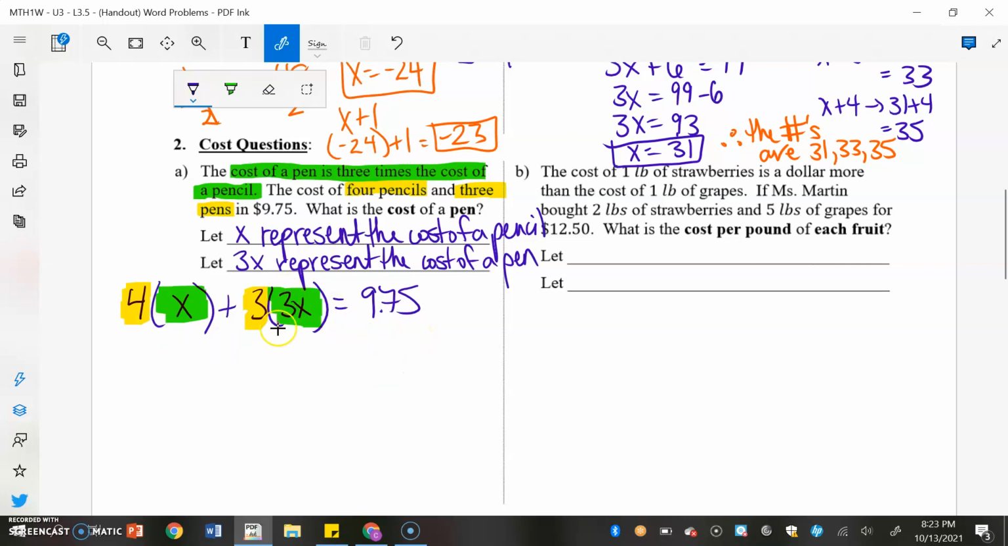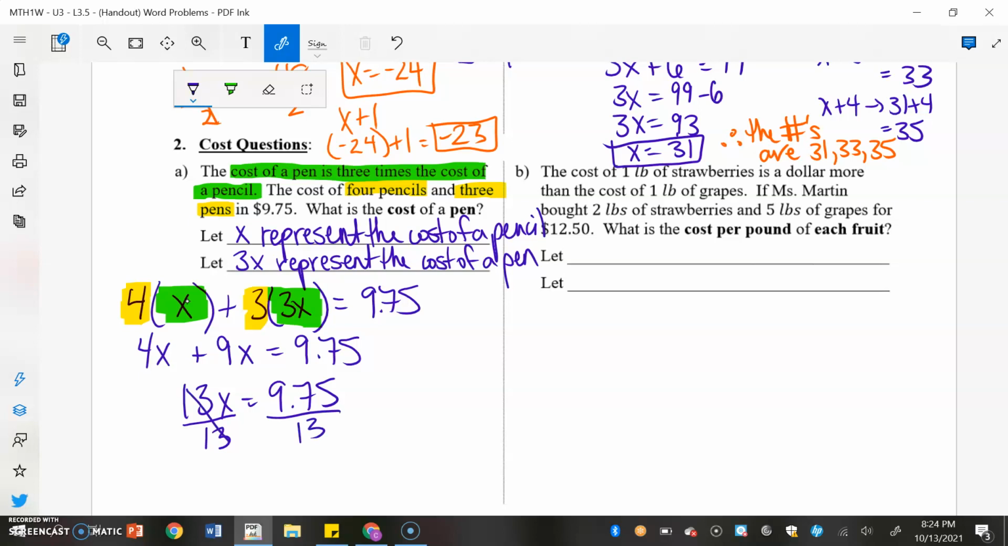Let's simplify this equation. 4 times x would be 4x. 3 times 3x would be 9x. And that should all equal $9.75. Let's add those two terms with an x variable to get 13x is equal to $9.75. We can divide both sides by 13 to get x is equal to 0.75. Going back to our let statements, we said x represented the cost of a pencil. So the cost of a pencil is 75 cents.